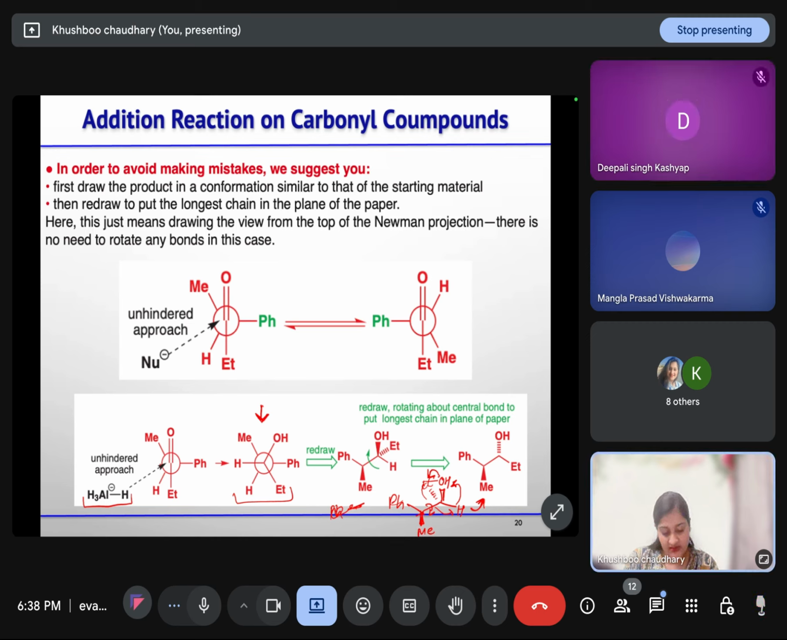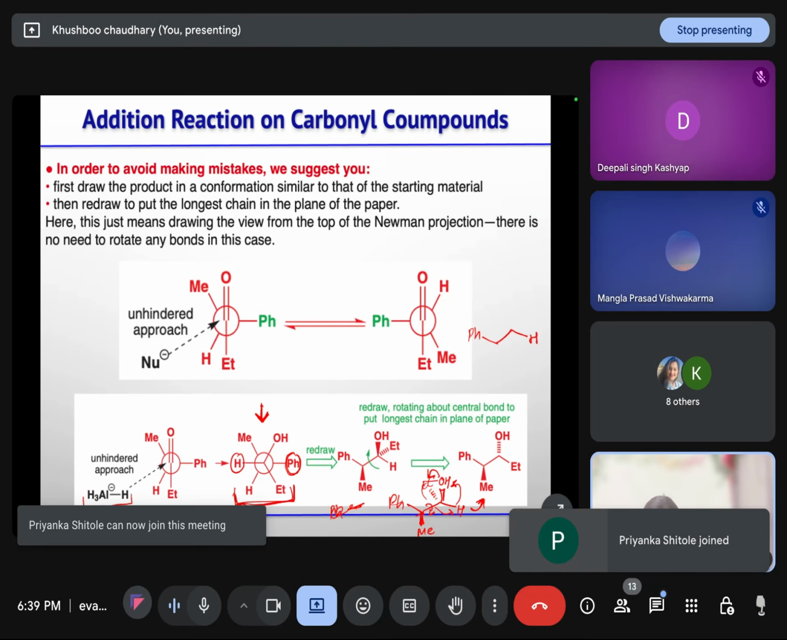Okay, I will explain again. Whenever you have this Newman projection and we are seeing from this side, we are keeping this phenyl in the left side, right? And then make a linear chain. So this phenyl and this hydrogen are opposite. So place it the same way.